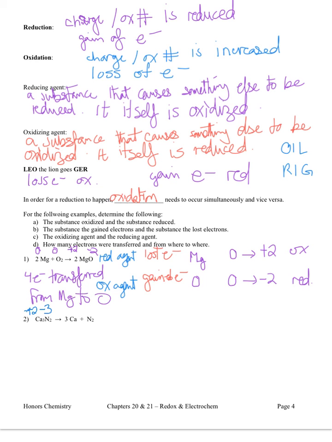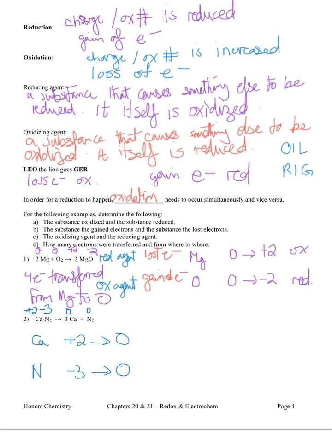Okay, let's look at the products. That calcium is by itself, it's in its elemental form, so it would have an oxidation state of 0. And that nitrogen also is by itself in its elemental form, so it has an oxidation state of 0 as well. Okay, so let's write them down here. So calcium went from +2 in the reactants to 0 in the products. Nitrogen went from -3 to 0 in the products.